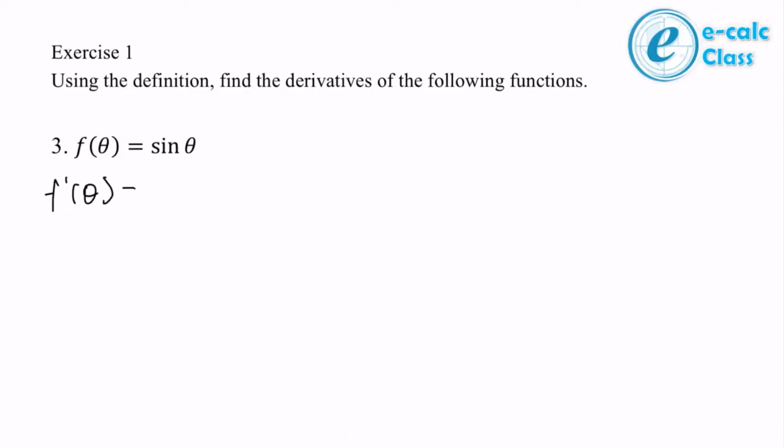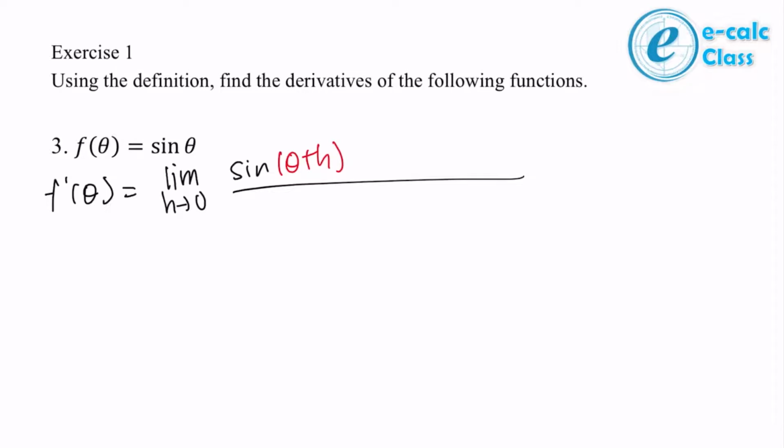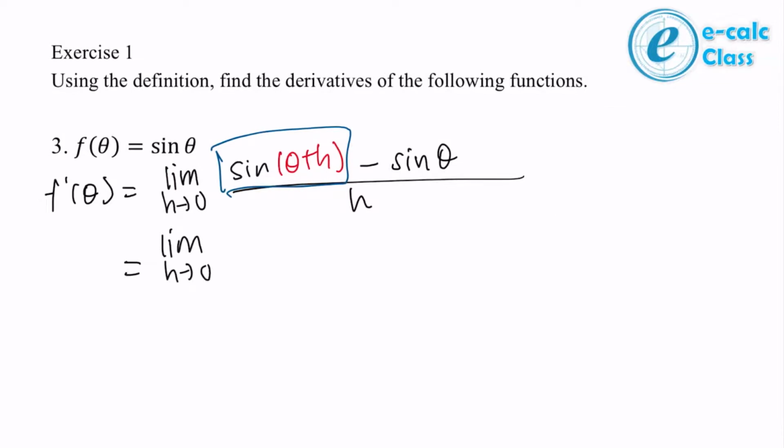F prime theta equals, remember, limit h approach 0, f of theta plus h minus, just copy sine theta, yeah, sine theta, over h. And now what is this? Remember, this is your compound angle, right? So compound angle for sine is sine cos, cos sine. Sine cos, cos sine. Then minus sine theta.